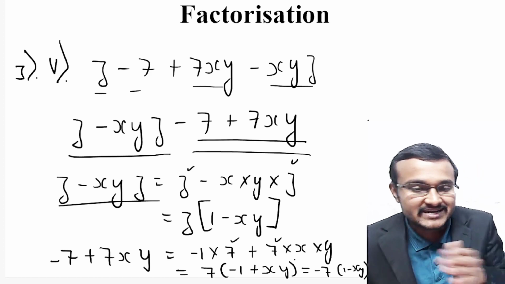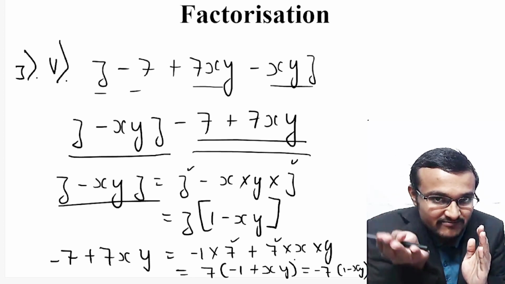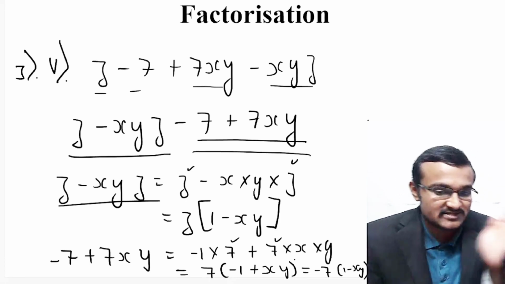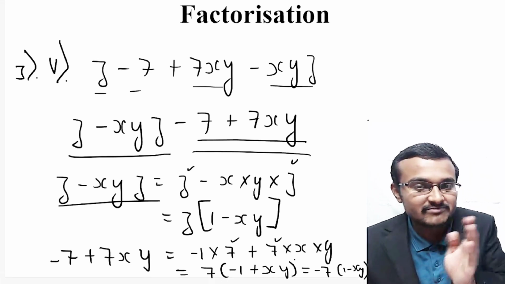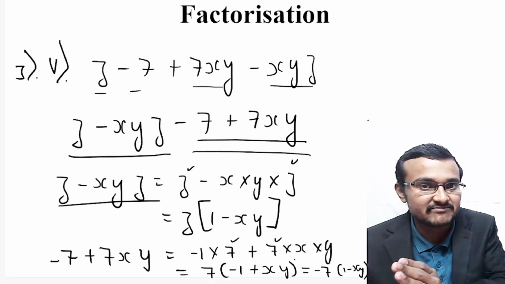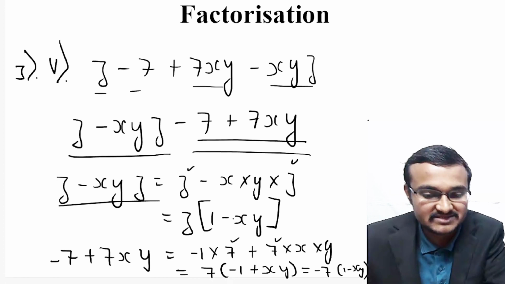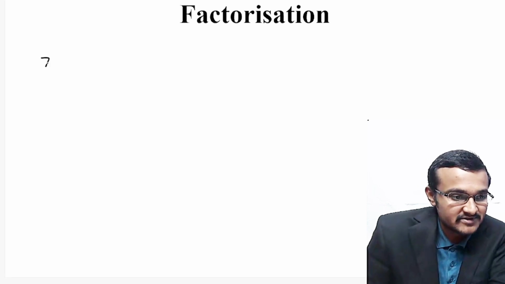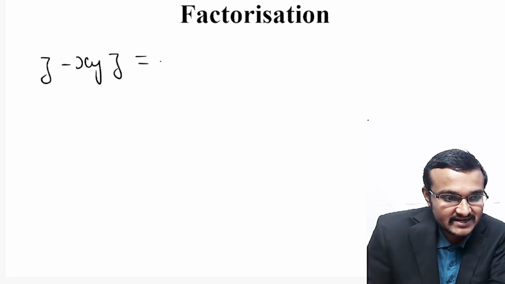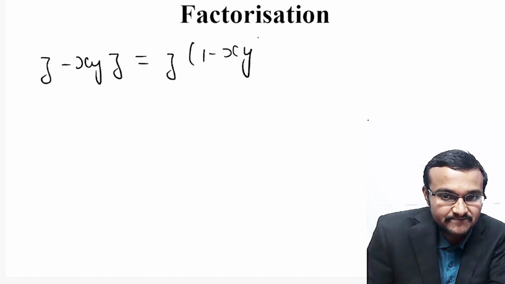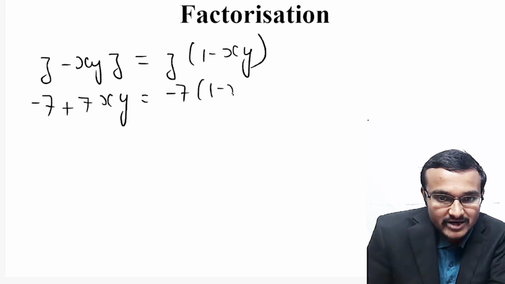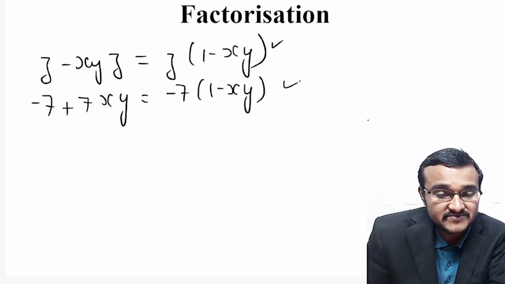Because when you take minus outside, that time minus 1 will become plus 1, plus xy will become minus xy, giving 1 minus xy. Because when minus is brought inside, minus into 1 will be minus 1, minus into minus xy will be plus xy. So the expression remains the same. So here we are getting minus 7 into 1 minus xy. So for z minus xyz we got z into 1 minus xy, and for minus 7 plus 7xy we are getting minus 7 into 1 minus xy. So these are the factors which we are getting.